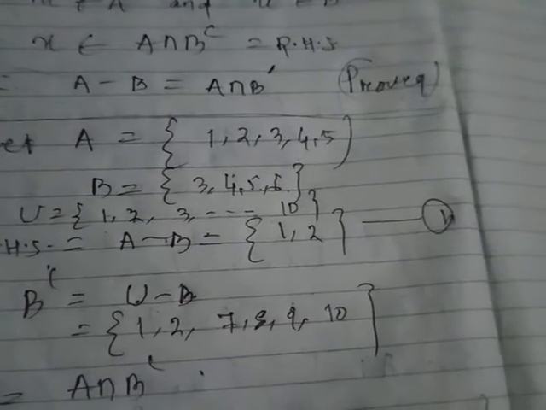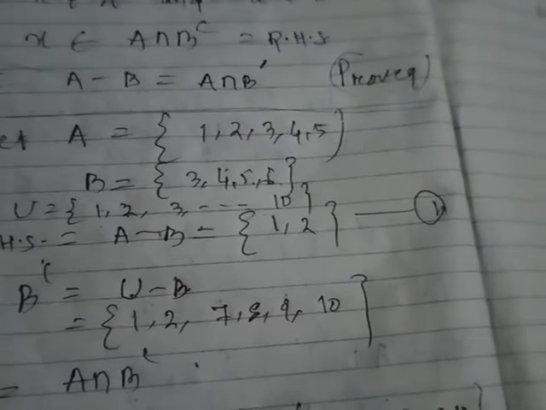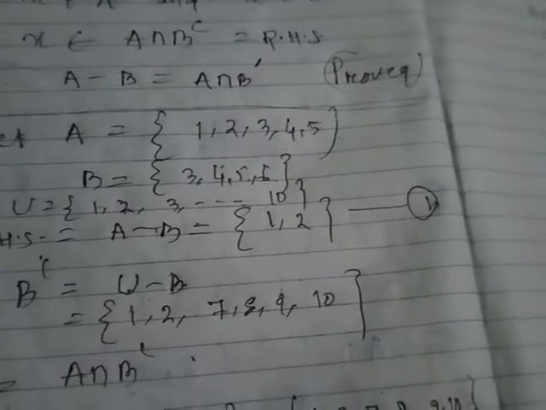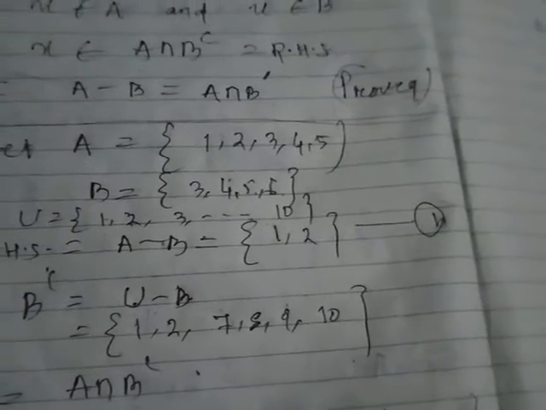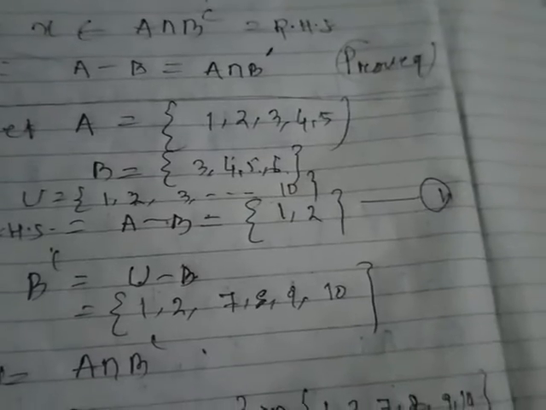Okay. The elements 3, 4, 5, 6 belong to B and also belong to the universal set. But the elements 7, 8, 9, 10 are elements of the universal set but not elements of the set B. That is why we take 7, 8, 9, 10. Thus the elements of B complement are 1, 2, 7, 8, 9, 10. Okay. Now let us move to RHS.